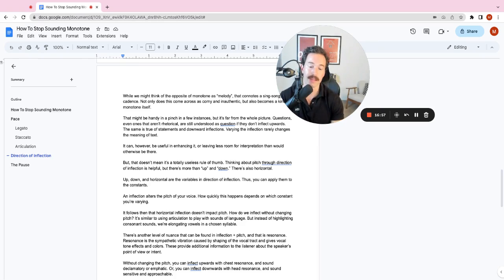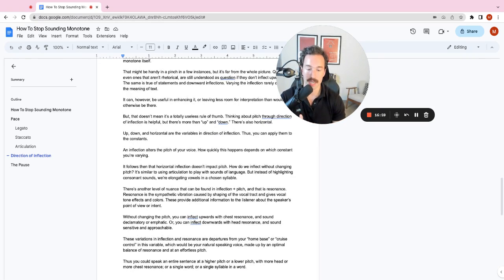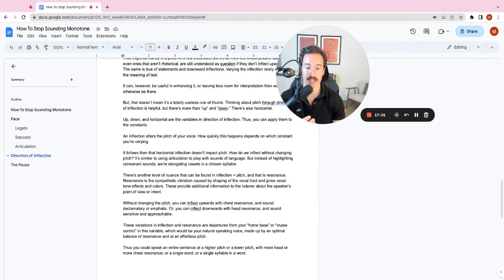These effects and colors are going to provide additional information to the listener's ear about the speaker's point of view or intent. So without changing the pitch, you can inflect upwards with chest resonance and sound declamatory or emphatic. Let me use that sentence as an example. You can inflect upwards with chest resonance and sound declamatory or emphatic. Or you can inflect downwards with head resonance and sound sensitive and approachable.